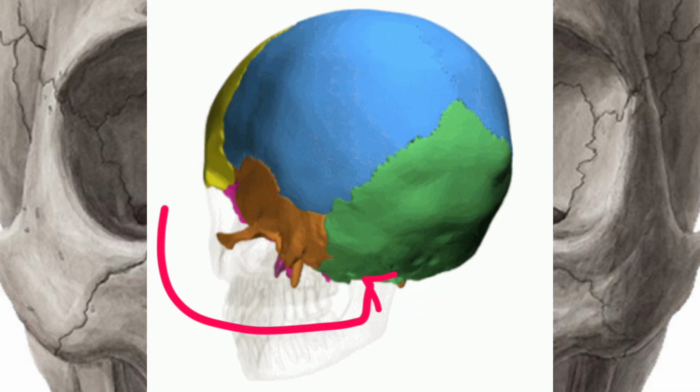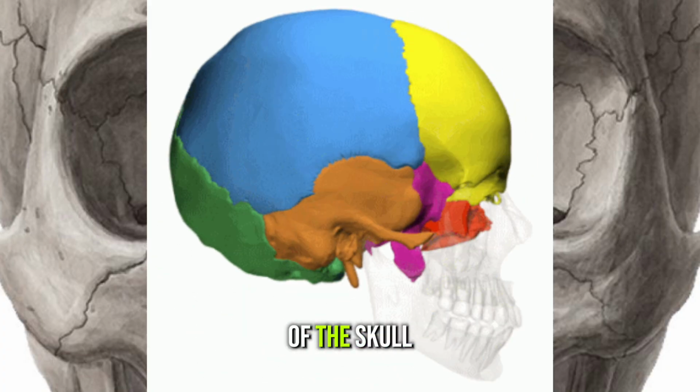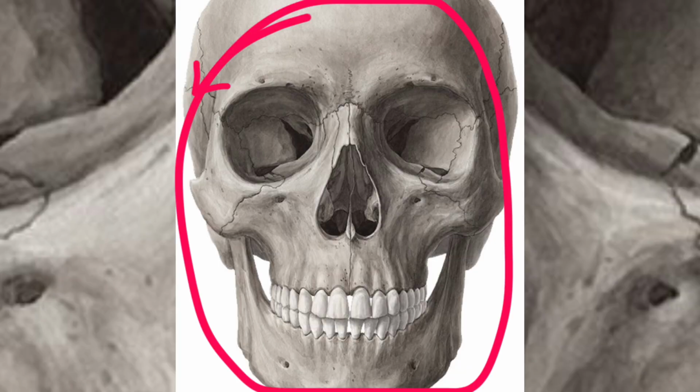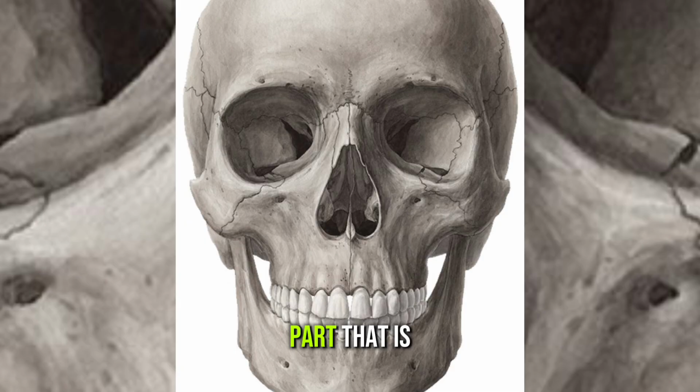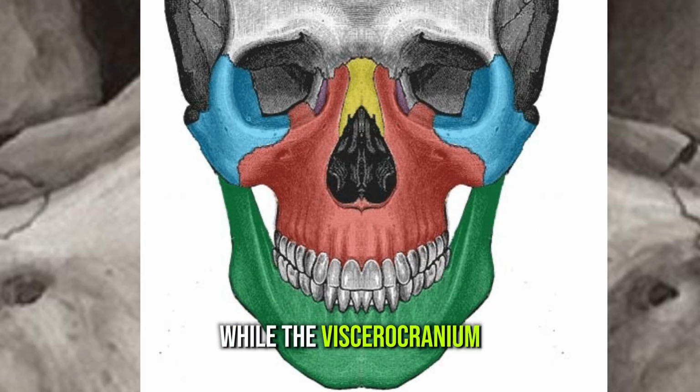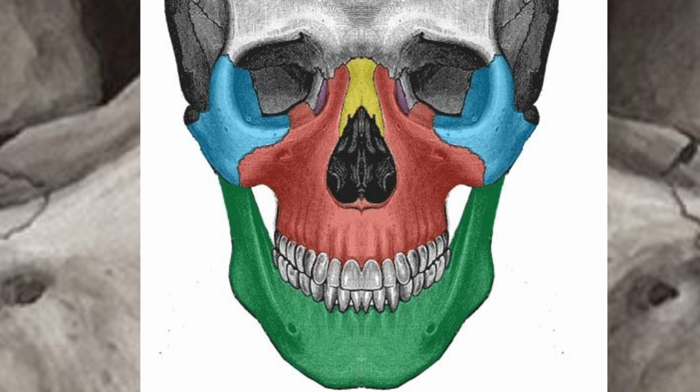Now, the second part of the skull is the part we call the viscerocranium. That is the part that is formed by the bones of the face, on which the muscles of the face will attach. The neurocranium is made up of 8 bones, while the viscerocranium is made up of 14 bones.